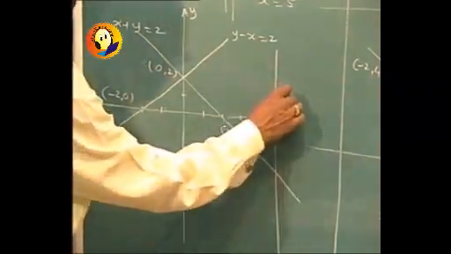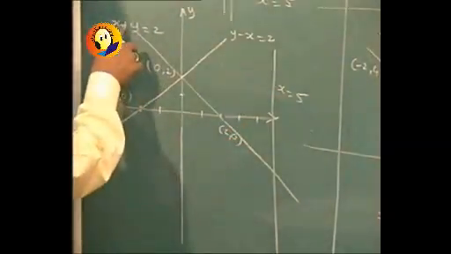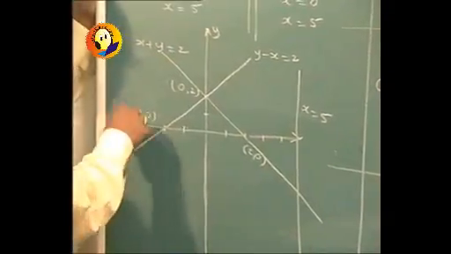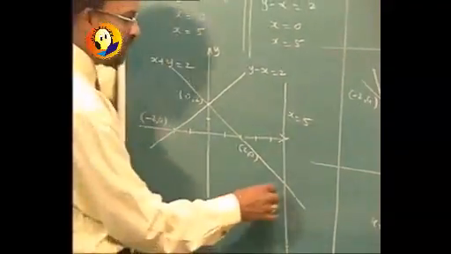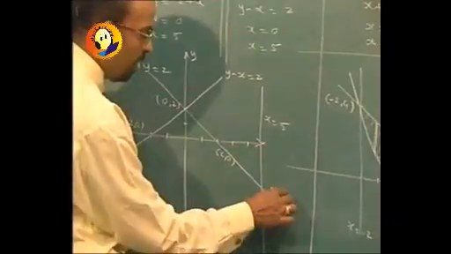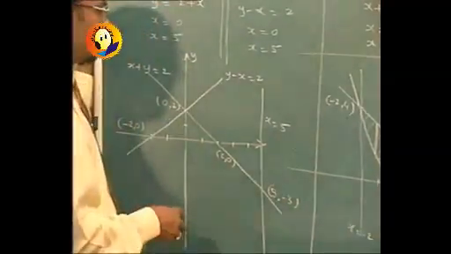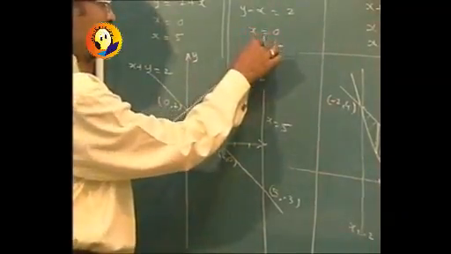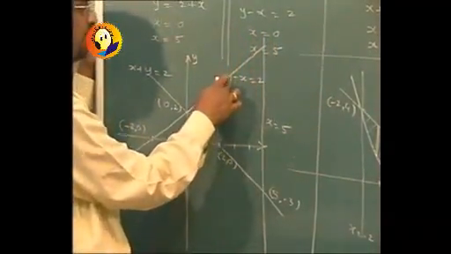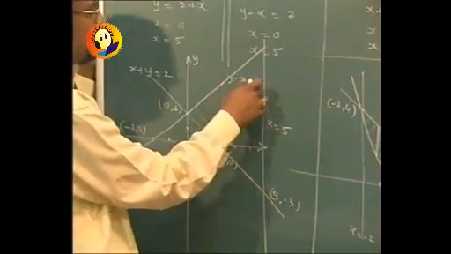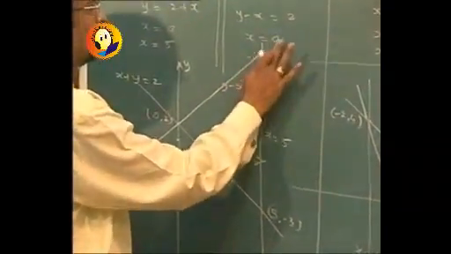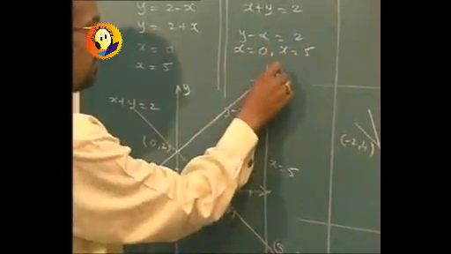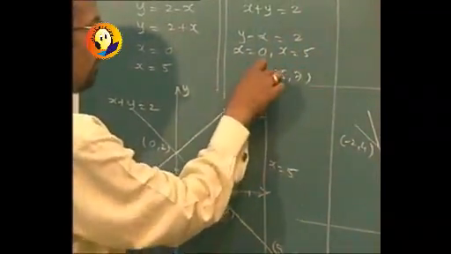This is line x equal to 5. If I substitute x equal to 5 in the equation x plus y equal to 2, then I will find that y comes out to be minus 3. So this is point (5, minus 3). And if I consider the equation x equal to 5 with the line y minus x equal to 2, I will get the point (5, 7). The y coordinate will be 7.